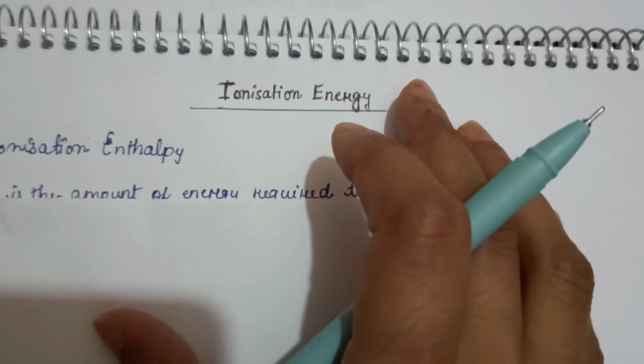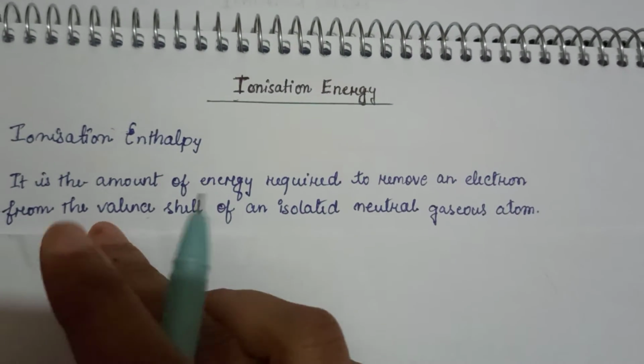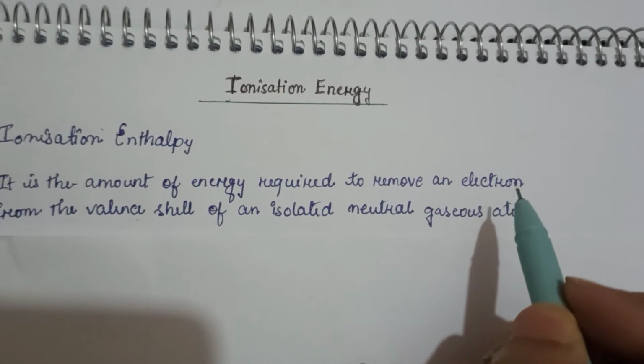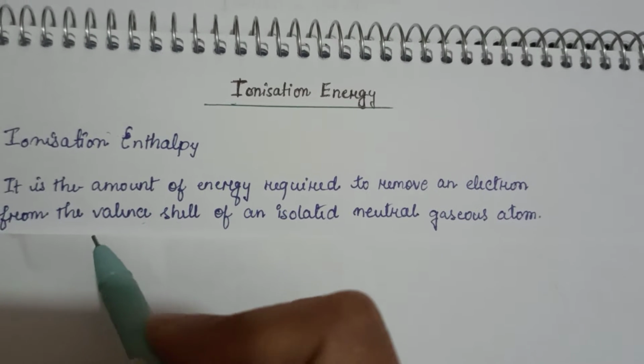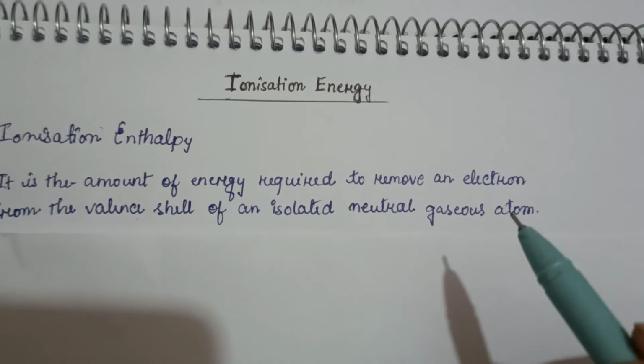Now, what is ionization energy or ionization enthalpy? It is the amount of energy required to remove an electron from the valence shell of an isolated neutral gaseous atom.